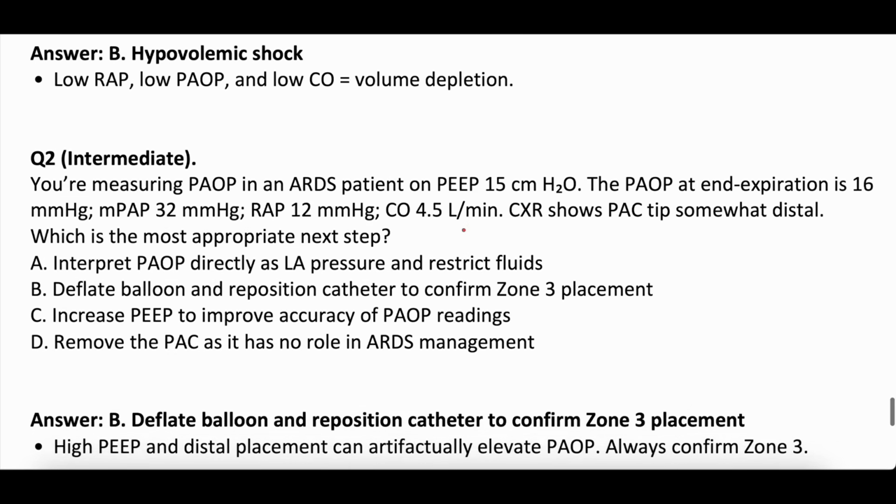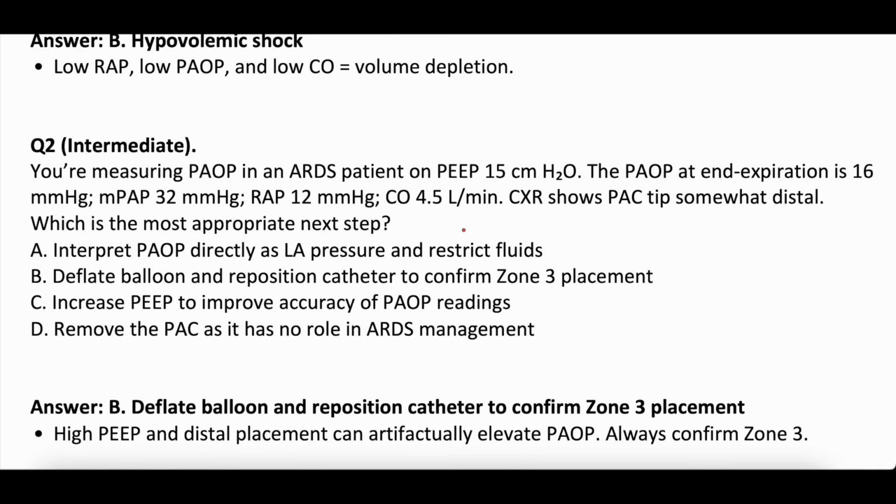The correct answer is B, deflate the balloon and reposition the catheter to confirm zone 3 placement. So high PEEP and distal placement of the catheter can artifactually elevate the pulmonary capillary wedge pressure. And beyond that, you always want to make sure you have optimal zone 3 placement, which we didn't really dive into too much. Maybe we'll do a separate episode on that if you have questions. But the summary here is you always want it in the appropriately placed position before you trust the readings of it. Okay, so correct answer is B.